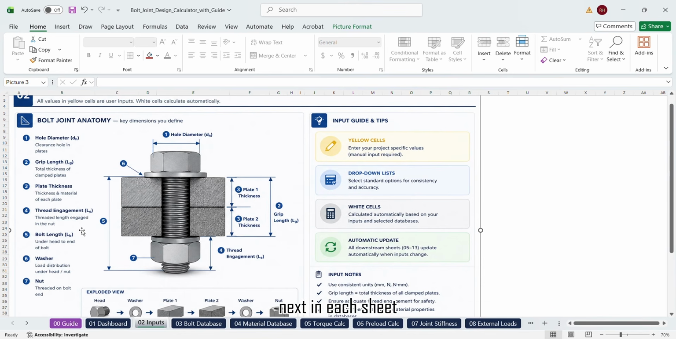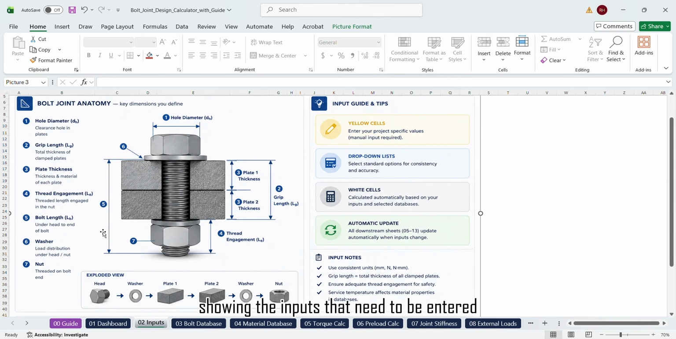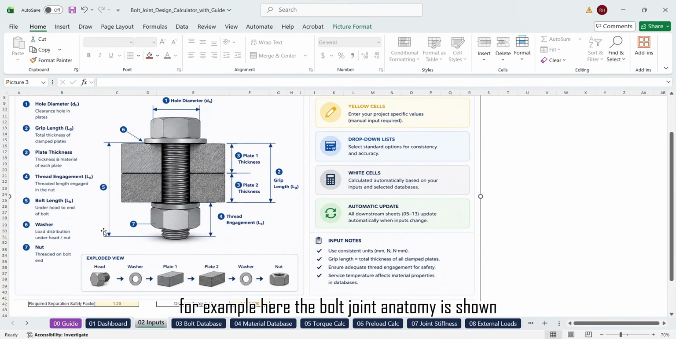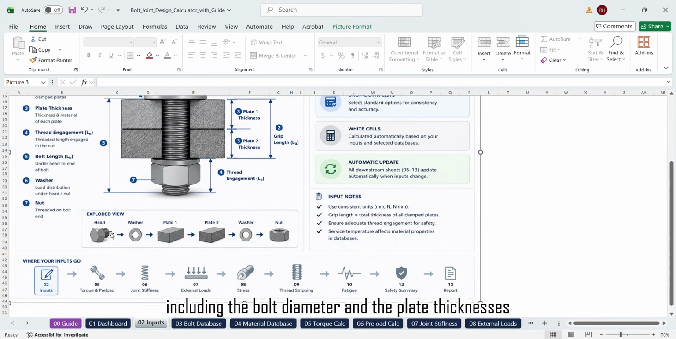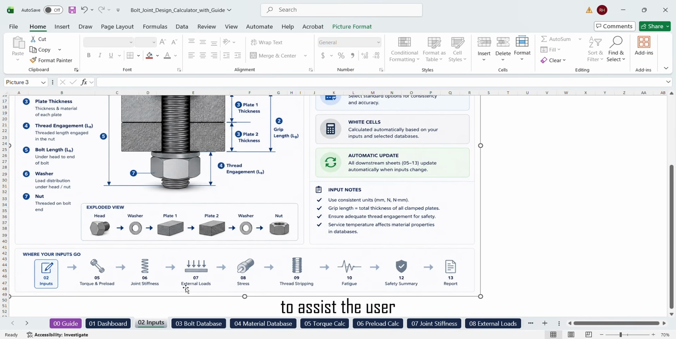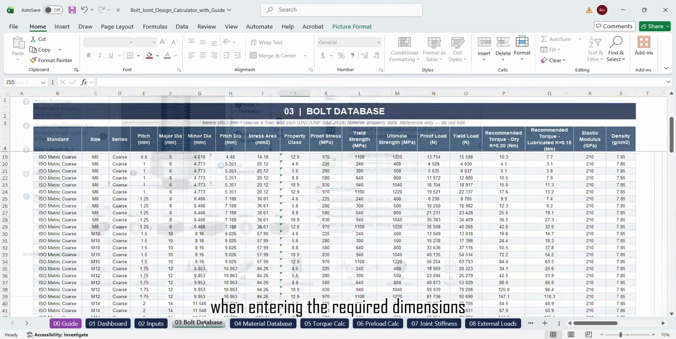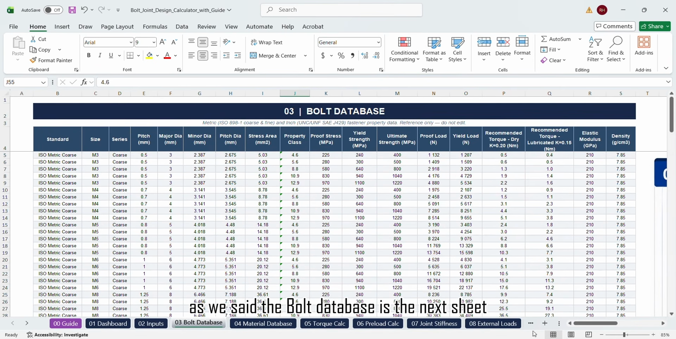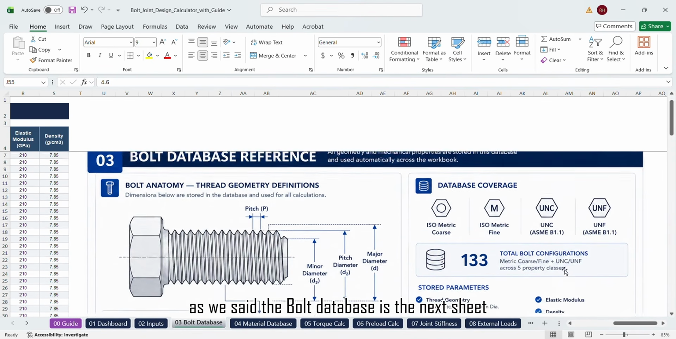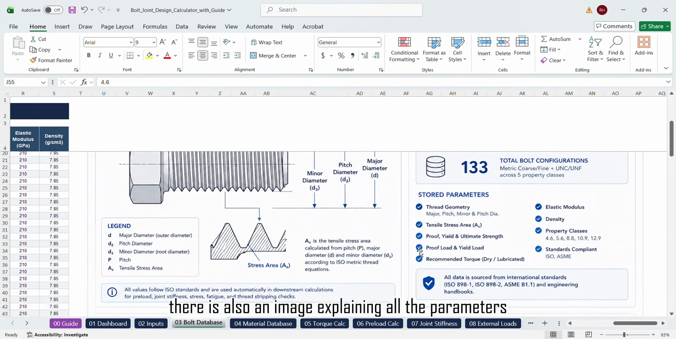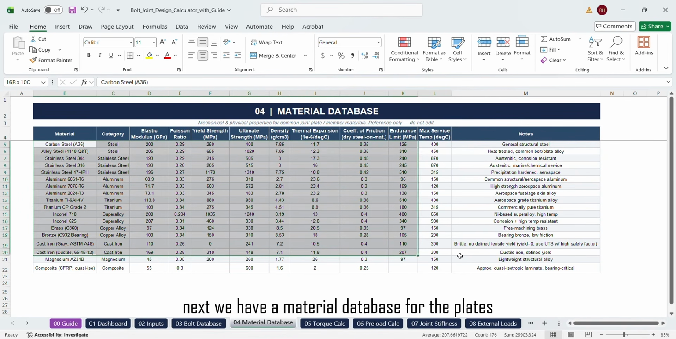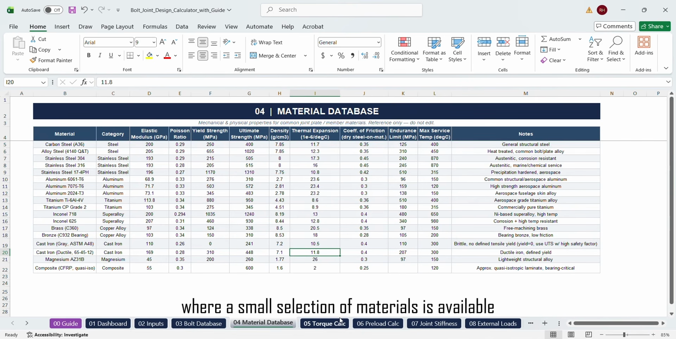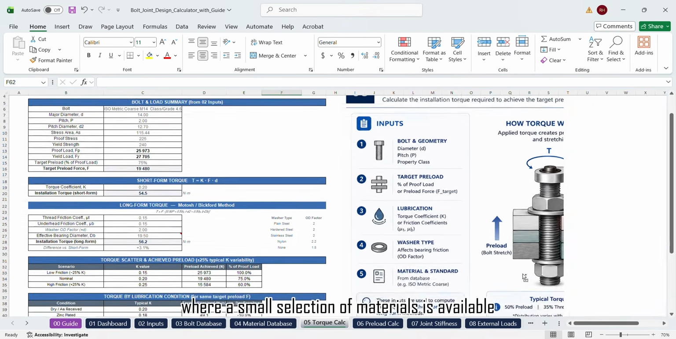Next, in each sheet, there is an image showing the inputs that need to be entered. For example, here the bolt joint anatomy is shown, including the bolt diameter and the plate thicknesses, to assist the user when entering the required dimensions. As we said, the bolt database is the next sheet, and here there is also an image explaining all the parameters. Next, we have a material database for the plates, where a small selection of materials is available.